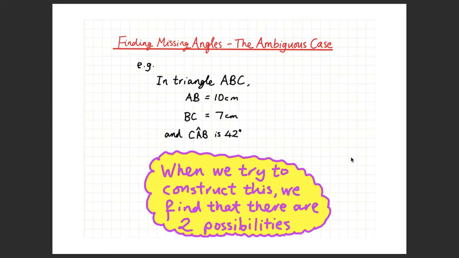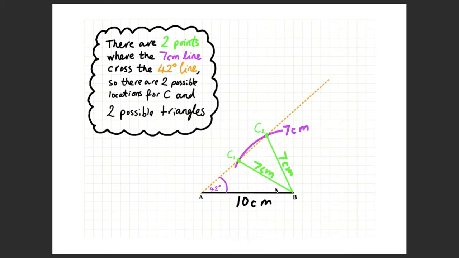When you try to construct this, you find that there's two possibilities. So I draw the 10, I measure the 42, and then I know that side c has got to be 7 centimeters away from point B. So I get my compass point on B and I measure 7 centimeters to see where it hits the line. And there's two places where it hits the line. So from the information that we were given, there were two possible ways you could construct the triangle.